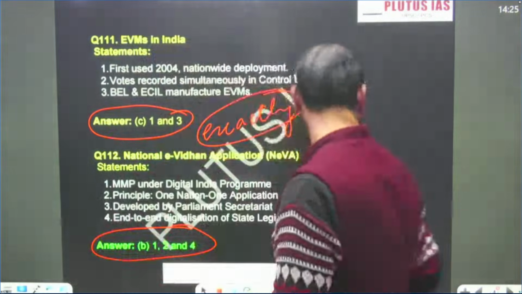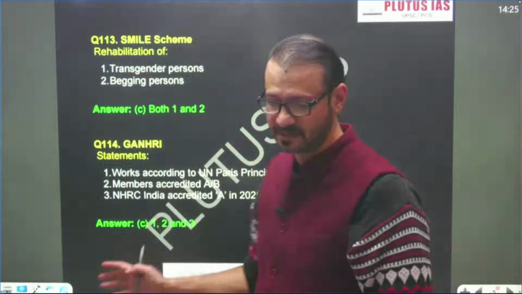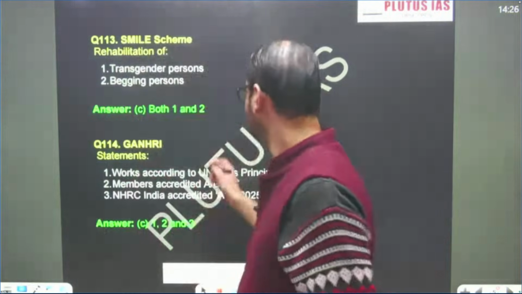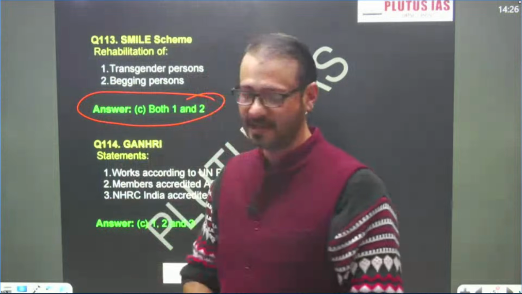Now, next is question 113. It talks about support for marginalized individuals for livelihood and enterprise. Who was this SMILE scheme brought in for? We know that this scheme was brought in for transgender people, and for those who beg, who are involved in begging. So both the options, that's why the correct answer is both 1 and 2.